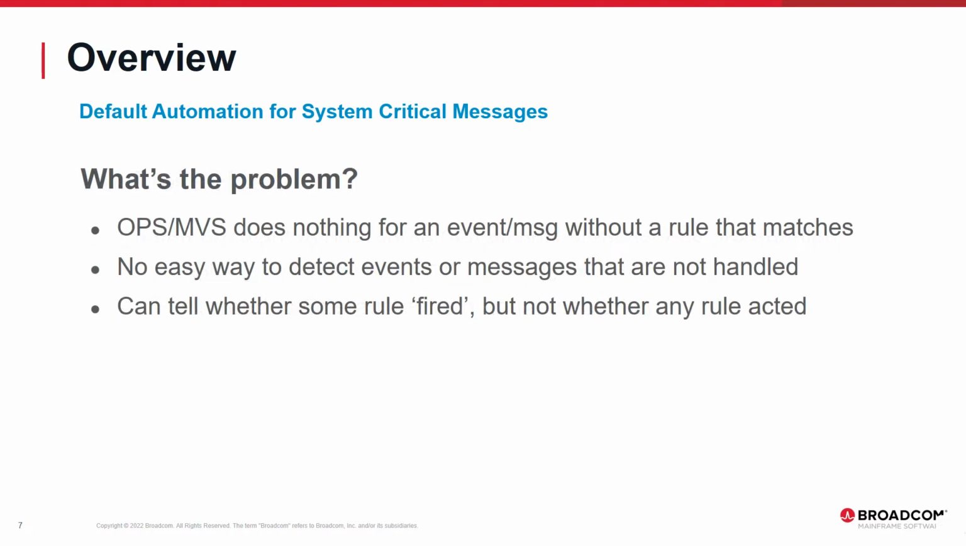This sounds like an easy requirement to satisfy, but there are a few hurdles we had to overcome. Ops MVS does nothing for an event or message without a rule that matches, and all automation in response to an event or message has to be written by the customer. Until now, there is no easy way to detect events or messages that are not handled. You can tell whether a rule fired, but not whether the rule took action.